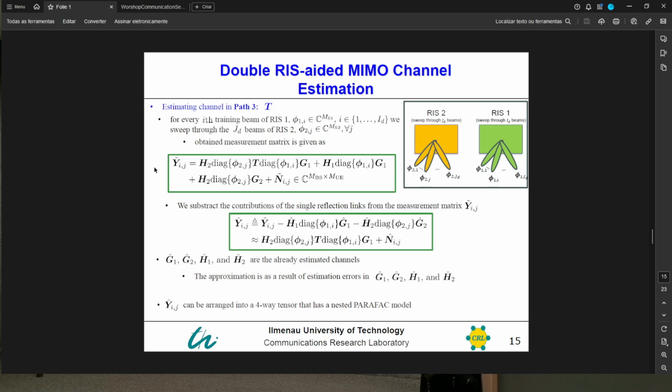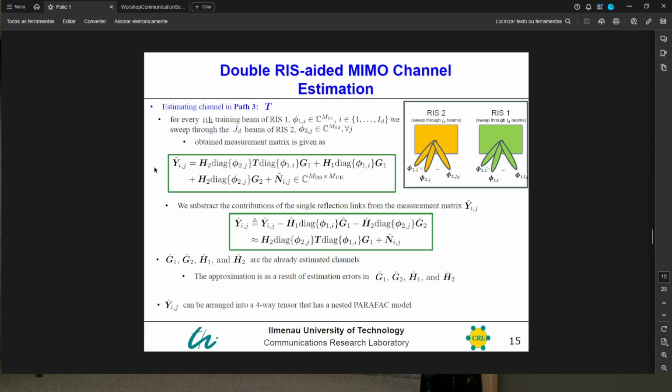However, in this received measurement matrix, we have the effects of the previously estimated H2, G2, G1, and H1. Therefore, we subtract these effects from the received signal, just like successive interference cancellation, and then we have this Y hat. This approximation sign is due to the estimation error in the previously estimated channels. That is why we have this approximation sign.